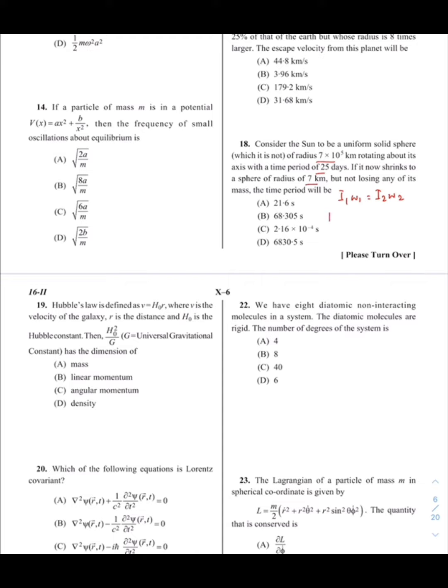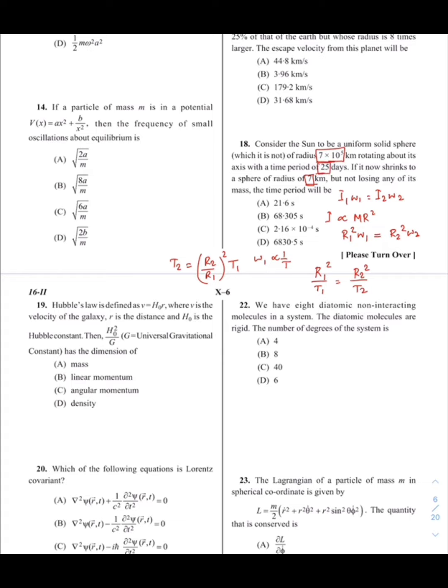So moment of inertia I is proportional to m times r square. Since mass remains the same, we find r1 square omega 1 is equal to r2 square omega 2. Now omega is proportional to 1 by T, hence we find r1 square by T1 is equal to r2 square by T2, or T2 is equal to (r2 by r1) whole square times T1. Now putting these values, r2 is equal to 7 km, r1 is equal to 7 into 10 to the power 5 km, and T1 is equal to 25 days.